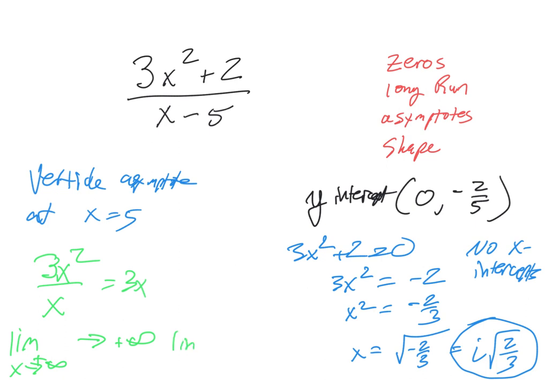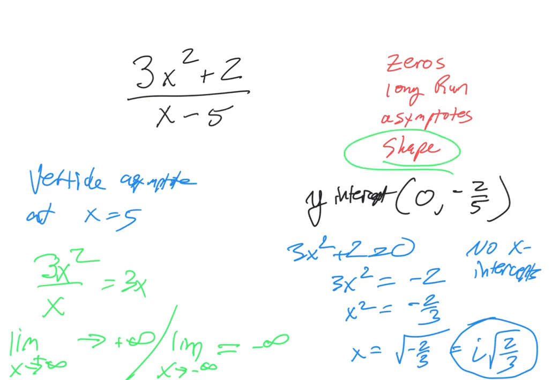That's the first half. The limit as x approaches negative infinity is also negative infinity. So as my x gets really large, my function gets really large. As it gets really small in terms of negative infinity for x, the function approaches negative infinity.